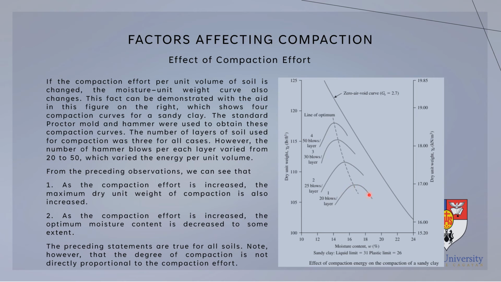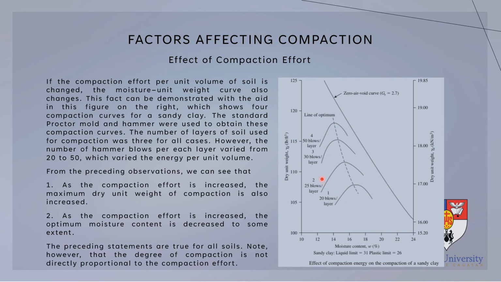First, we have this first curve, no? What was used is 20 blows per layer. So it has a lower dry unit weight compared to when 25 blows were used. But the dry unit weight becomes higher as the compaction energy increases, from 25 blows and then 30 blows to 50 blows. In the formula for our compaction energy, one of the dependent values is the number of blows. So if the number of blows increases, our compaction energy also increases.